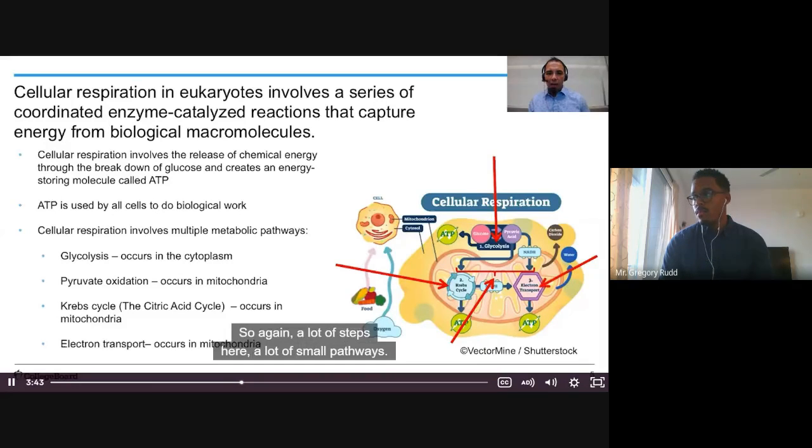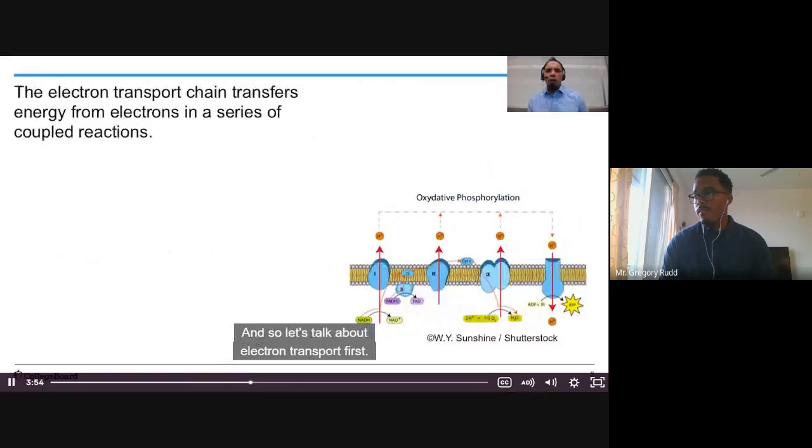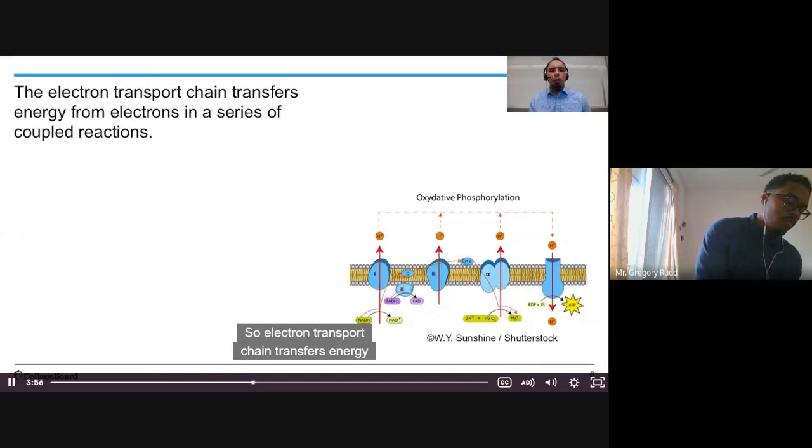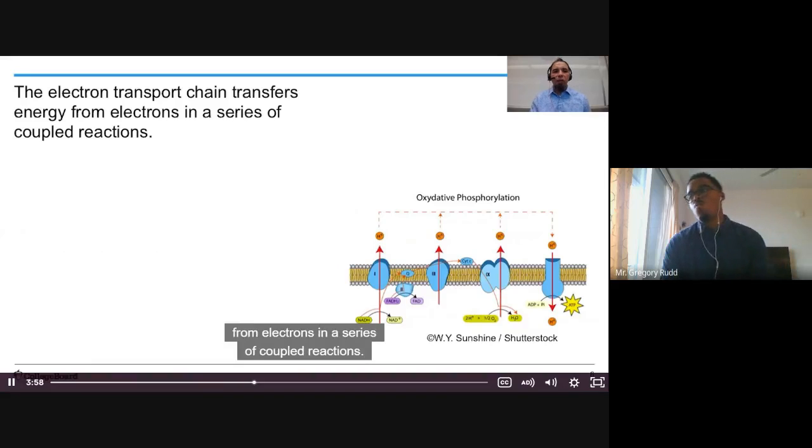So again, a lot of steps here, a lot of small pathways. I would stop, draw the picture, put glycolysis, pyruvate oxidation, Krebs cycle, electron transport. And so let's talk about electron transport first. So the electron transport chain transfers energy from electrons in a series of coupled reactions.